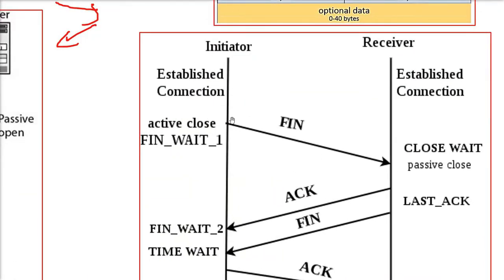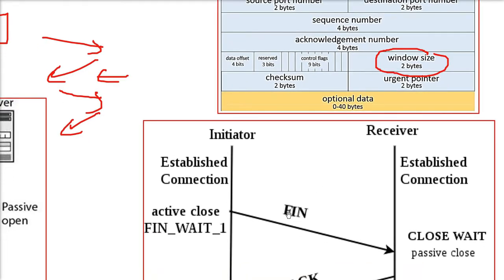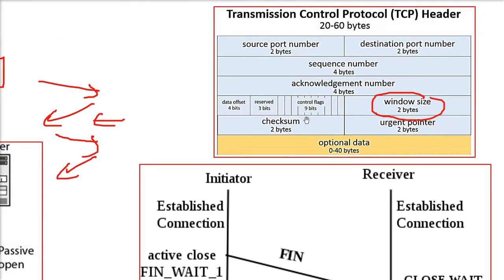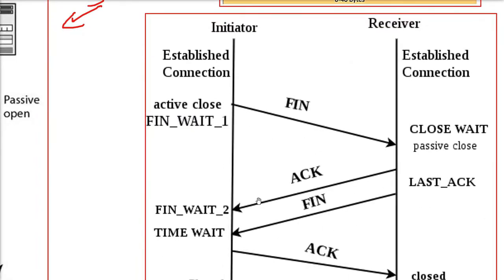Now here is the ending of the connection. We have control flags in the header. The control flag FIN is also a flag. This will become 1 when the client wants to finish the connection. Once this FIN is sent, the receiver goes into passive close. It will not entertain anything from the initiator now.